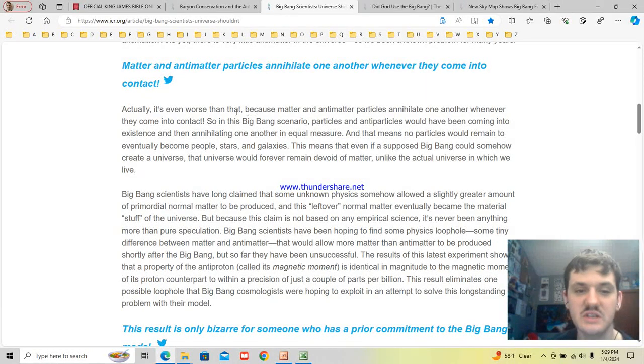Actually, it's even worse, because matter and antimatter particles annihilate one another whenever they come into contact. So in this Big Bang scenario, particles and antiparticles would come into existence and annihilate one another in equal measure. And that means no particles were made to eventually become people and stars and galaxies. Even if the supposed Big Bang could somehow create a universe, that universe would forever remain devoid of matter, unlike the actual universe that we live in.